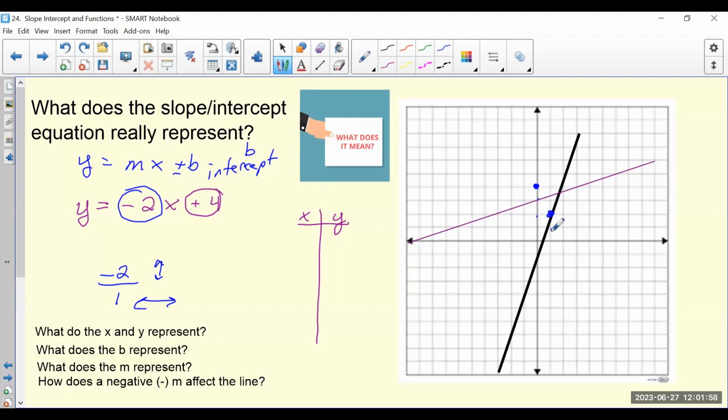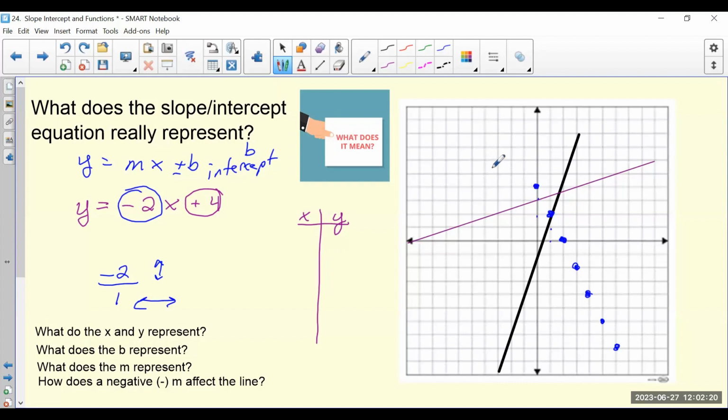Then I'm going to count down 1, 2, and over 1. I'm going to put a point, down 2 over 1, down 2 over 1, and I can already see my line. Not only can I see my line, I can see exactly where it's heading.